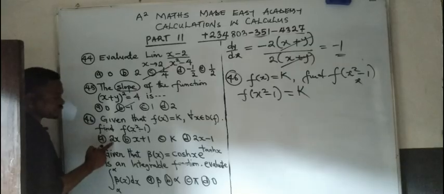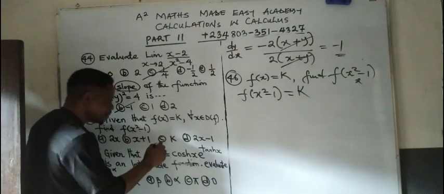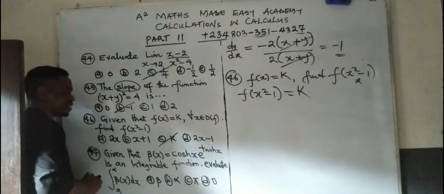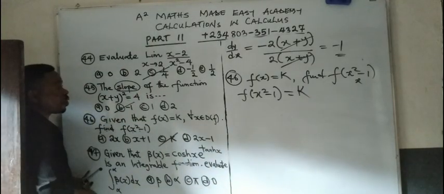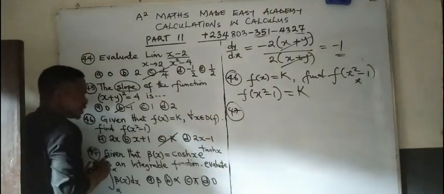Let's go. Option A says 2x. No. Option B says x plus 1. No. Option C says k. My goodness, the correct answer is option what? C. Am I communicating now? Now that is all, question number 46. Now let's move to question number 47.